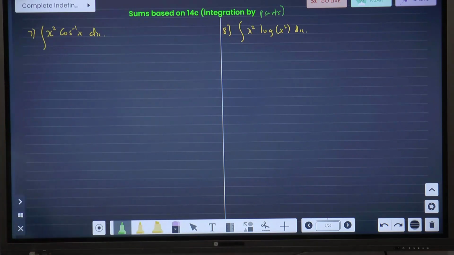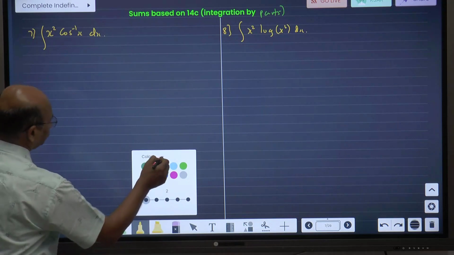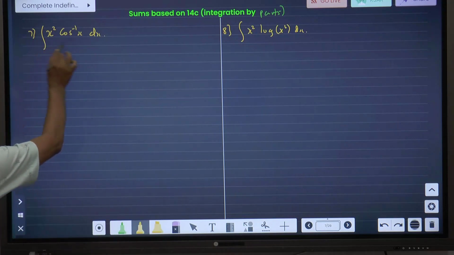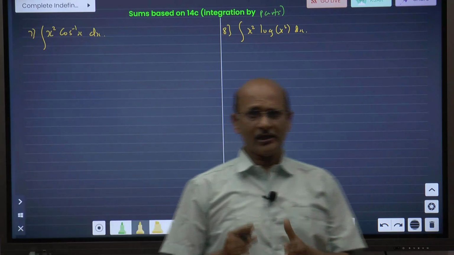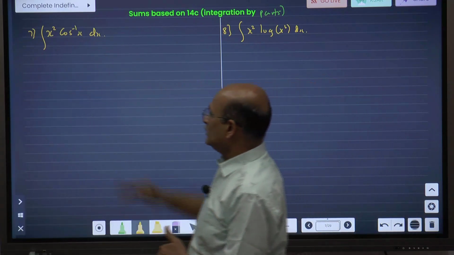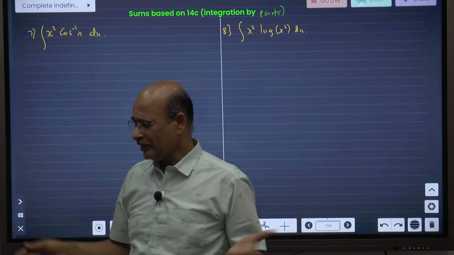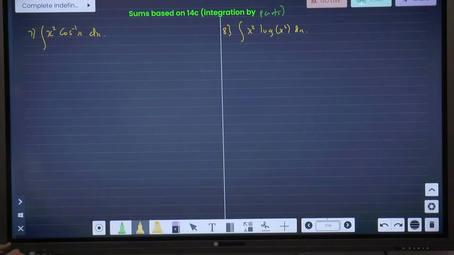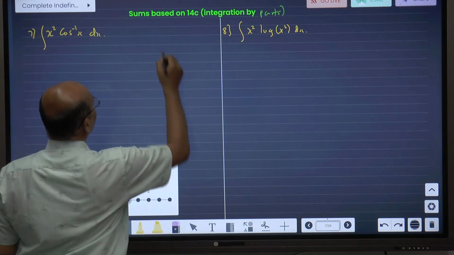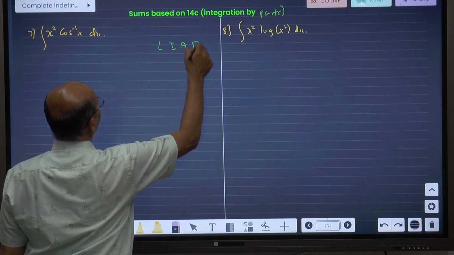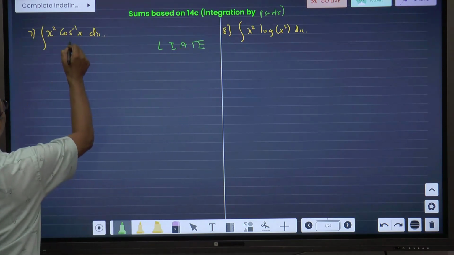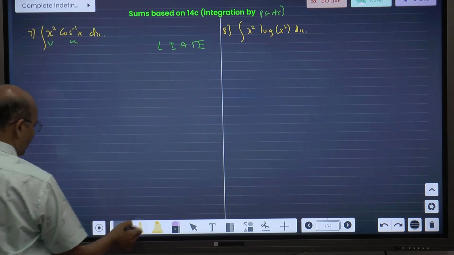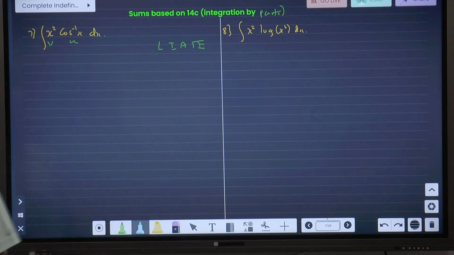The general rule now. Before we proceed, look at this function: x square cos inverse x dx. If you see x square cos inverse x dx, there is no question of substitution, right? So what I am going to do here is, I can take one function as u, one function as v. So LIATE rule, remember, L-I-A-T-E, this is the rule. First log, then inverse. So inverse comes first. This you will take as u and this you will take as v.